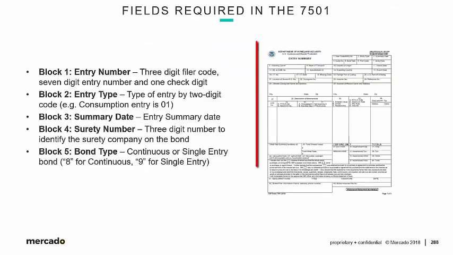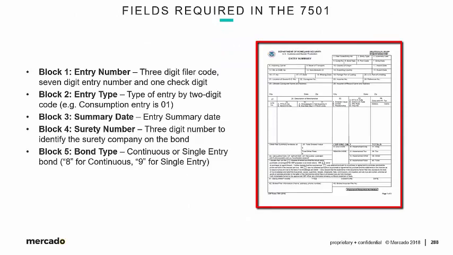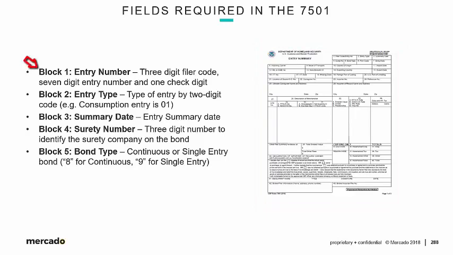And before we begin, of course, the image on the right-hand side is just a smaller version of that 7501. Let's run through it. Block 1, it's the entry number. This is a 3-digit customs issued filer code. Who's the filer? A self-filer as the importer or a customs broker. A 7-digit entry number and 1 check digit. Block 2, the entry type. It is the type of entry by 2-digit code. We said this already. A consumption entry, for example, being 01, but it could be a foreign trade zone entry. Could be any variety of things.